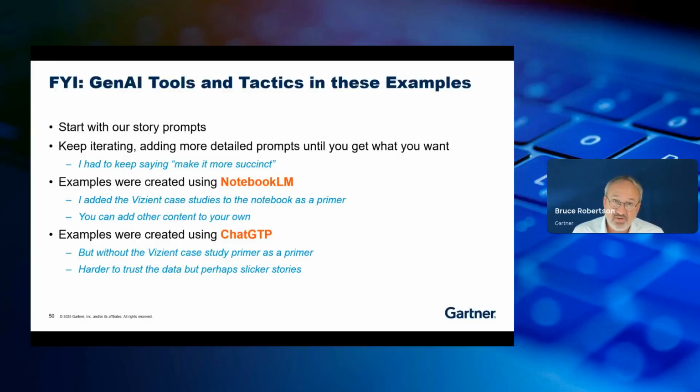I've done two things here that I'm going to show you quickly results from, just so you see that it actually can be helpful. One is I put the Vizient case study data that we have into a notebook LLM and ran these prompts against that. So you can add your own stuff to a tool like that and try that. The other thing I did was just straight ChatGPT, no Gartner research at all, and I asked without any primer or anything like that.